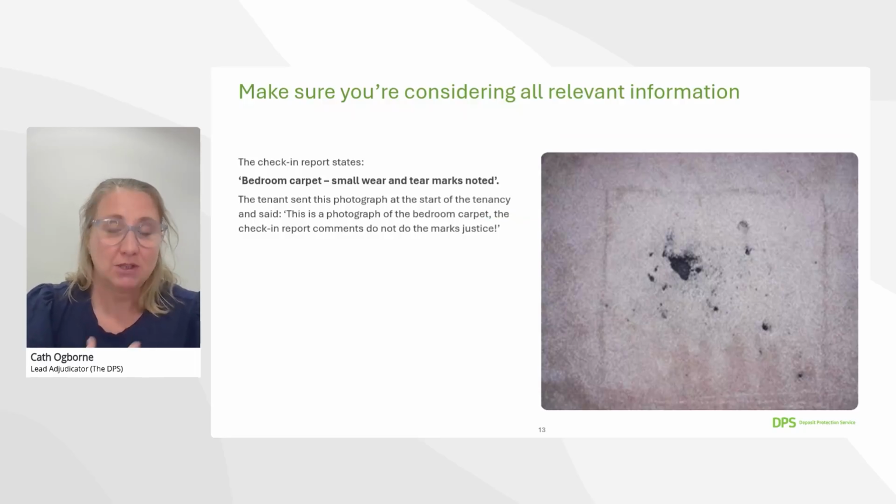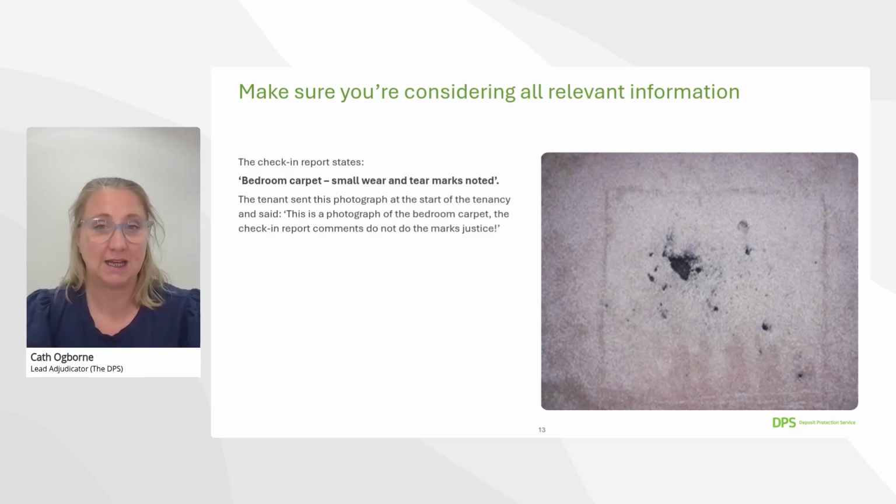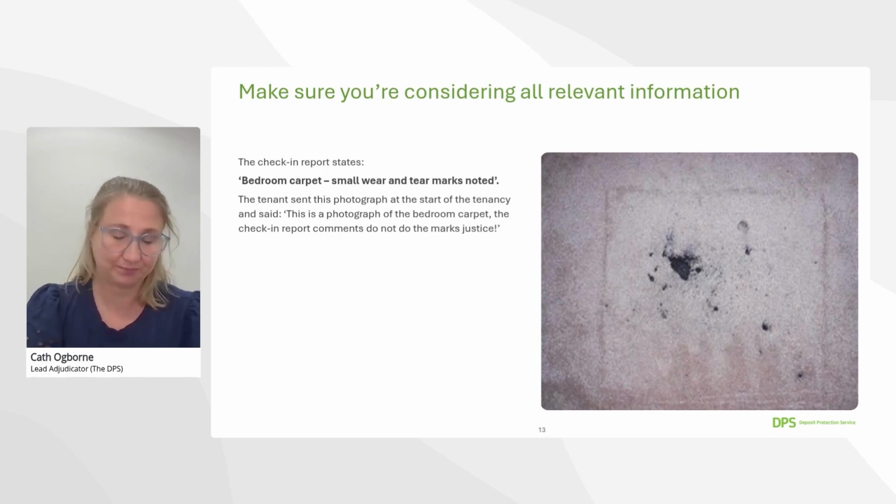And when you're doing this, make sure you're considering all of the relevant information. I've got a couple of examples here just to show you. This is taken from a check-in report that said in the text that the bedroom carpet had small wear and tear marks noted. What was also in the evidence file was an email sent to the landlord at the start of the tenancy with this photograph in it. The email was just saying, this is a photograph of the bedroom carpet. I just want you to know that the check-in report comments do not do the marks justice. And this is the photograph that they sent.